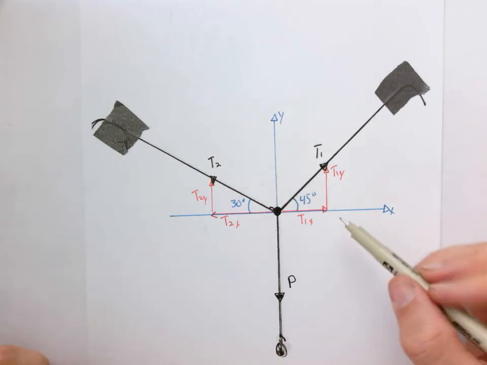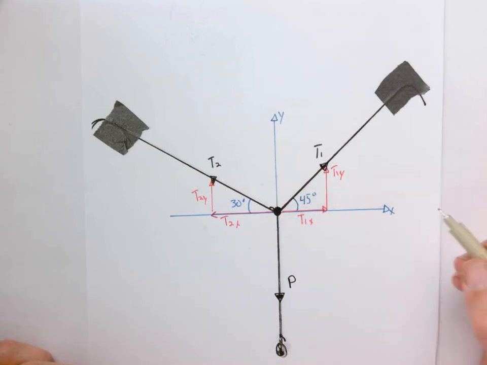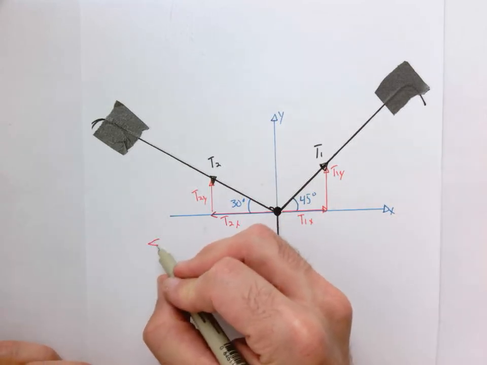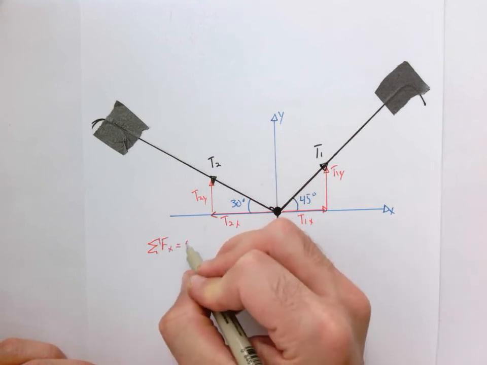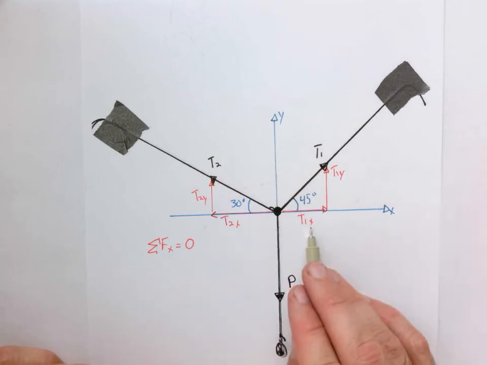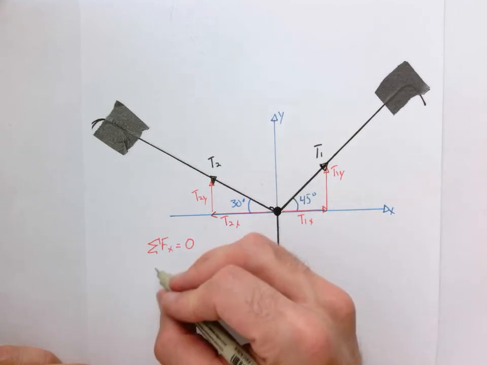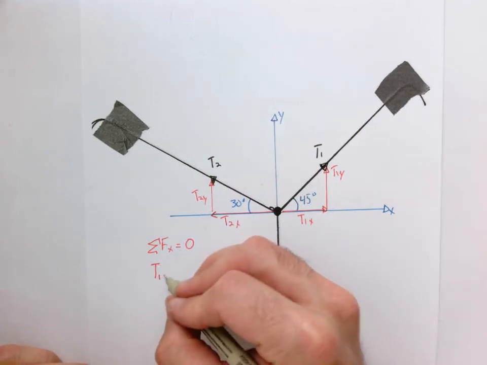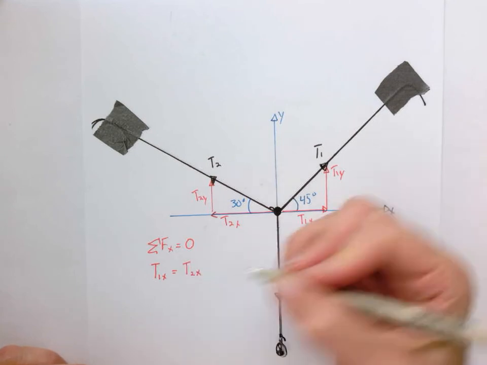Okay. So now we have to sum the forces in the x and the y direction and then set those equal to 0 in order for our node here, or our knot, to be at equilibrium. So I'm going to write a simple equation here. I'm going to sum the forces in the x direction and I'm going to set that equal to 0. And in this case there's only two x forces, T1x pulling to the right, T2x pulling to the left. So an equivalent statement is that T1x needs to equal T2x.